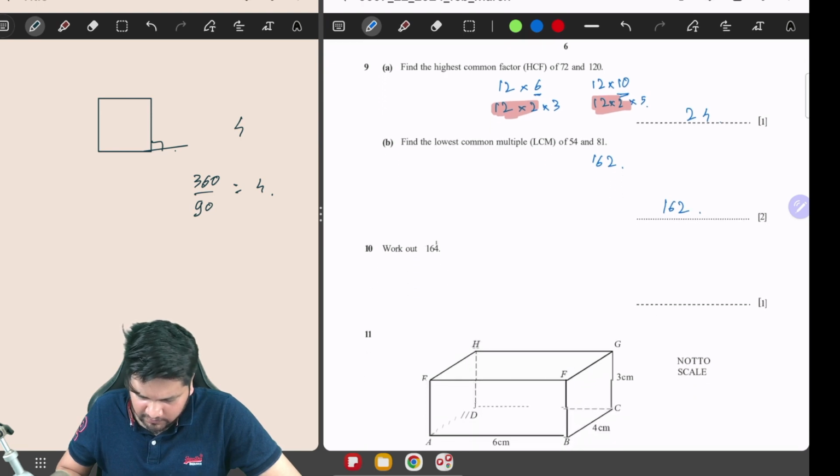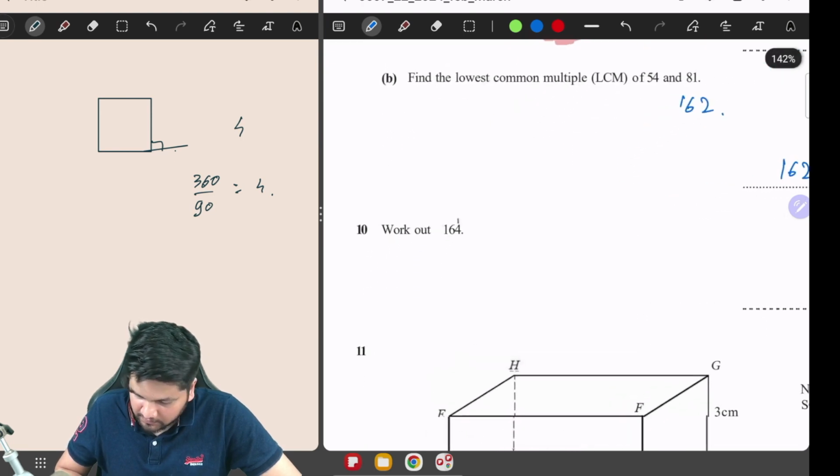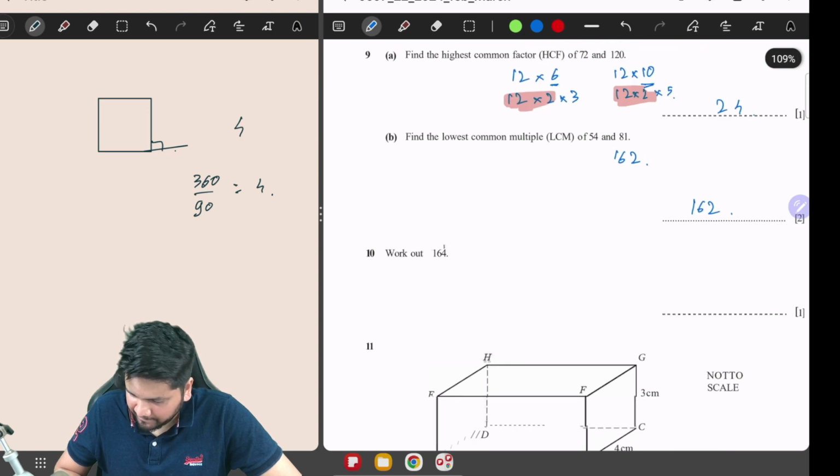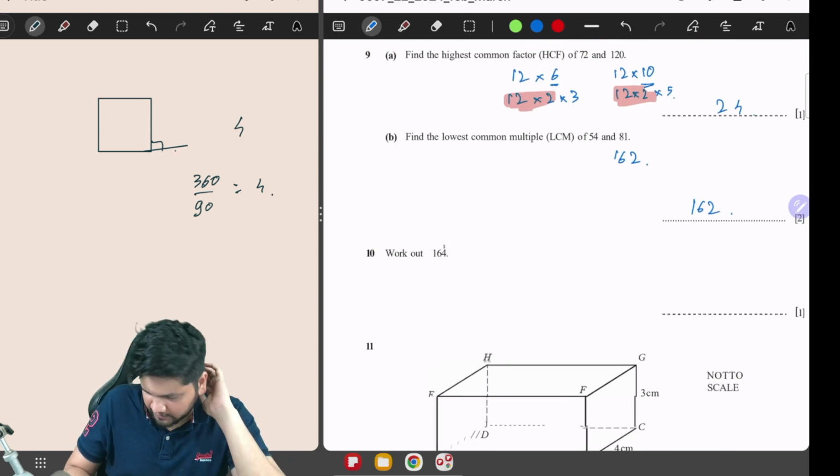Work out. I think there is some printing error in this.